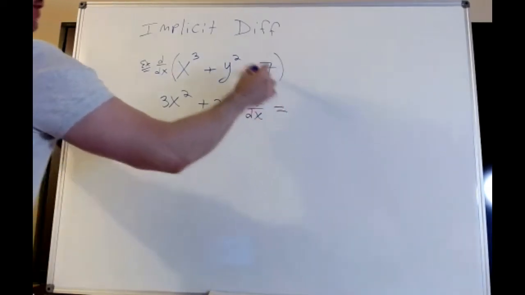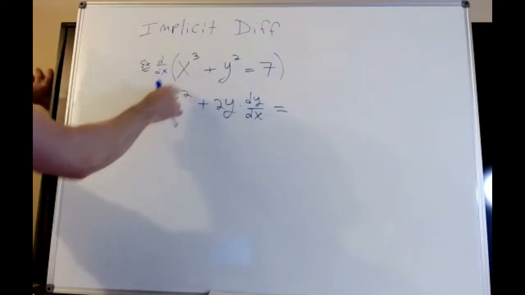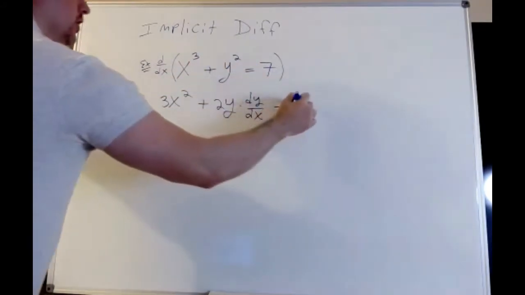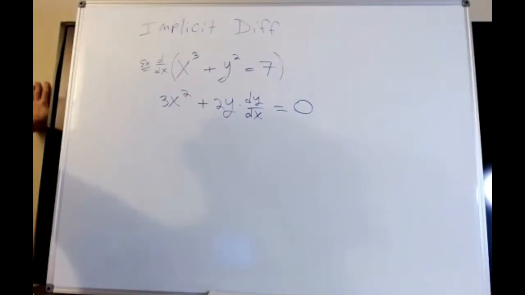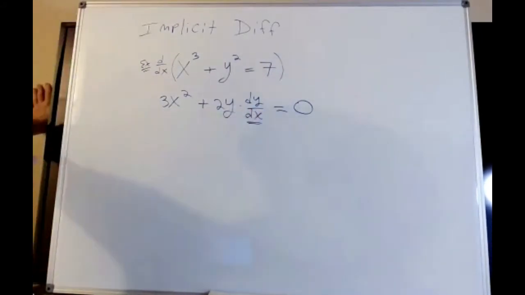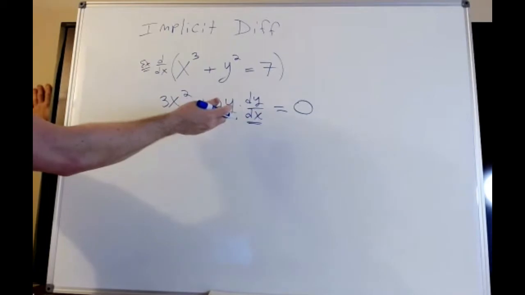Now, the derivative of the other side, right? You take the derivative of him, boom. Take the derivative of him, boom. Take the derivative of 7, you get 0. Now, I'm looking for the derivative of y. There it is. You just have to get it alone.